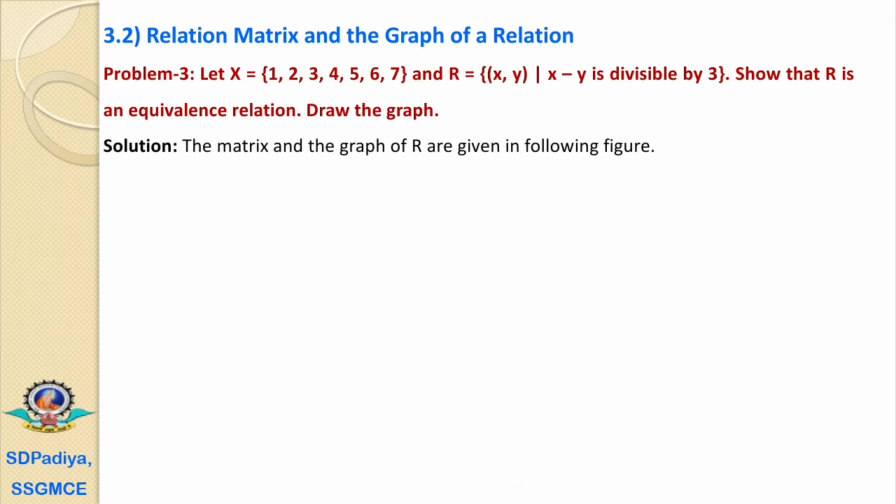The third problem statement is that X is a set of 7 elements: 1, 2, 3, 4, 5, 6, 7, and the relation R is given, that is a set of ordered pairs (X, Y) such that X minus Y is divisible by 3. Now one relation is given that X minus Y is divisible by 3. Then show that R is an equivalence relation and draw the graph.